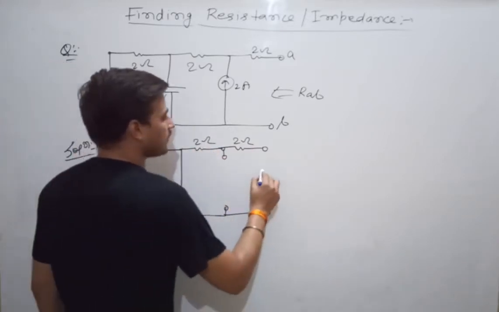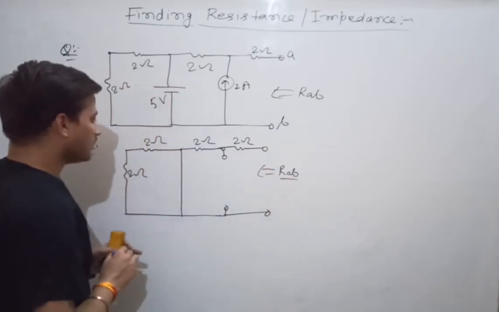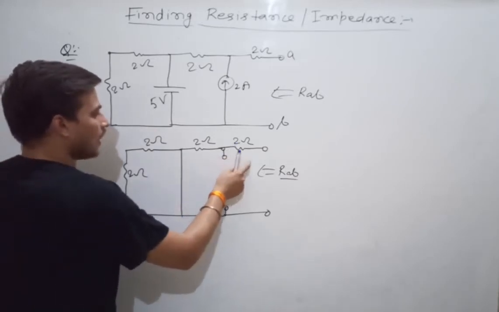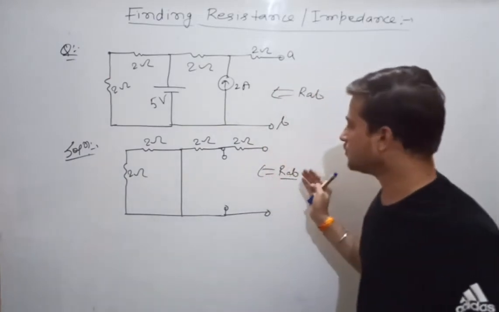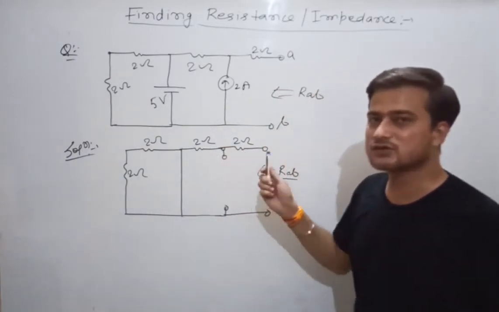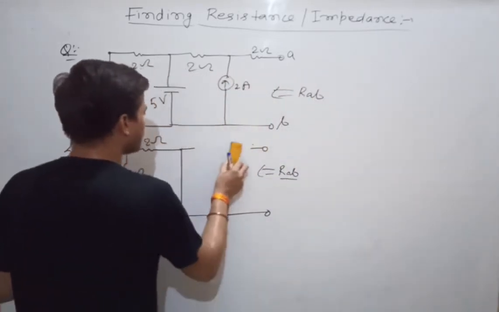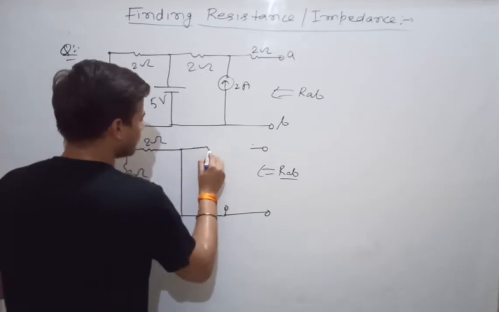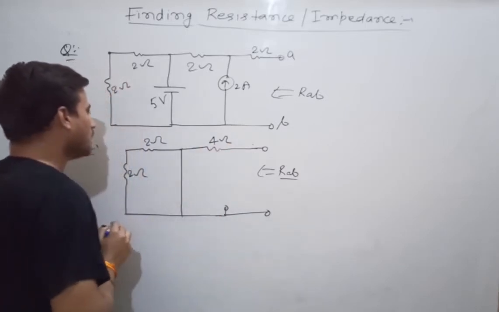Now you have to write RAB. How will you write RAB? See here carefully. You are looking through this terminal. The 2 ohm resistance and 2 ohm resistance are connected in series. So when these two are connected in series, you can replace them by a single resistor of 4 ohm.